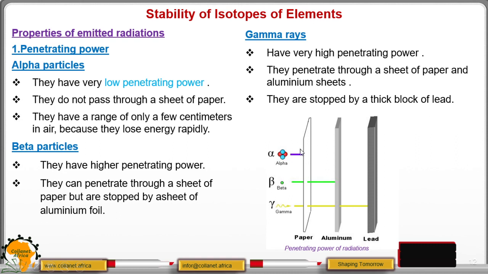As you can see in this diagram, the first particles are alpha particles, these ones. This part is paper, a sheet of paper. The second one is aluminium foil, or a sheet of aluminium. Then the third one is representing a block of lead. So as you release alpha particles here, they can't pass through the sheet of paper because they have low penetrating power. But when you release beta, it will pass through the sheet of paper, but it can't pass through the aluminium foil. But for the gamma, which is just a radiation, it will pass through the paper, pass through the aluminium sheet or the aluminium foil, but they are stopped by lead. This is what we call the penetrating power of our emitted radiation.